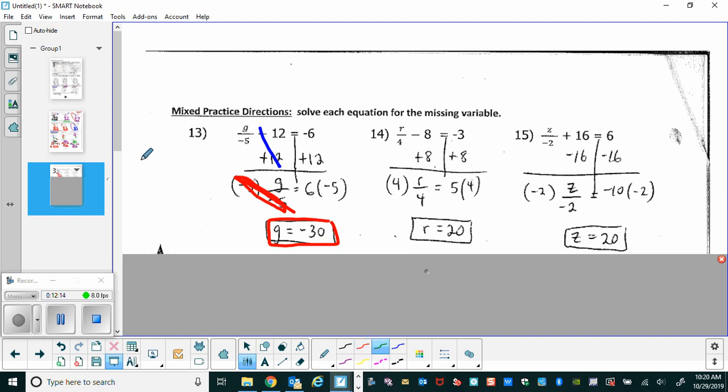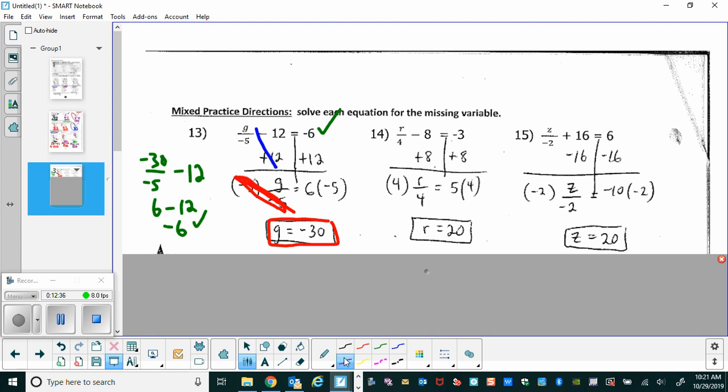Now to check, all we're doing is taking the negative 30, plugging it in. We've got our negative 5 as a denominator. And now let's see what that problem said. It said minus 12. So follow PEMDAS. Negative divided by a negative is positive 6. Now 6 minus 12, we're at a negative 6. And that is the total we should get.